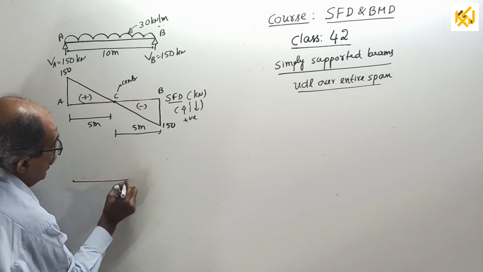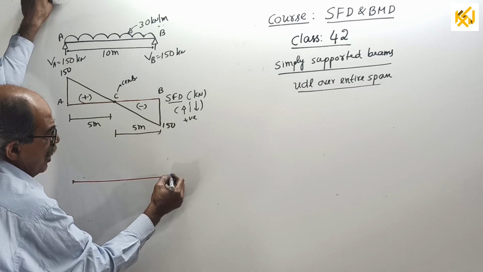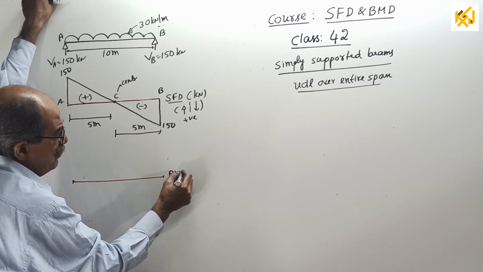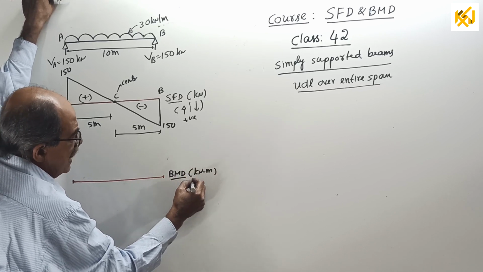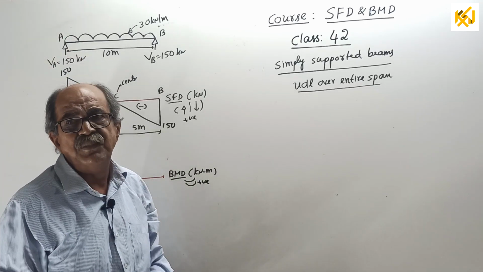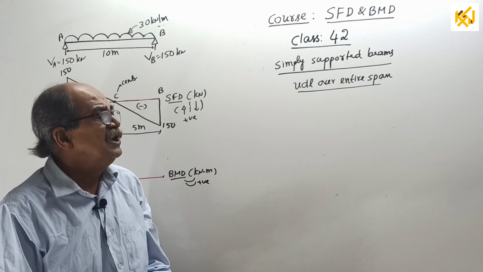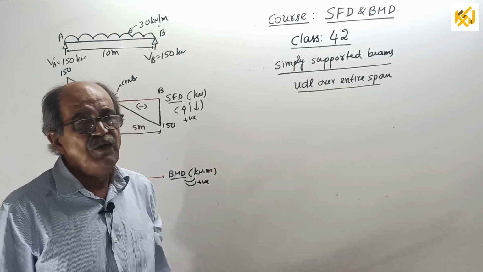See, I will tell one more important point for you. It will come in objective questions later. Bending moment diagram, all values are in kilonewton meter. Sagging positive is the sign. I will tell it later how to draw BMD on the tension side. You ask anything, I have the solution. Remember that one. I will tell later.